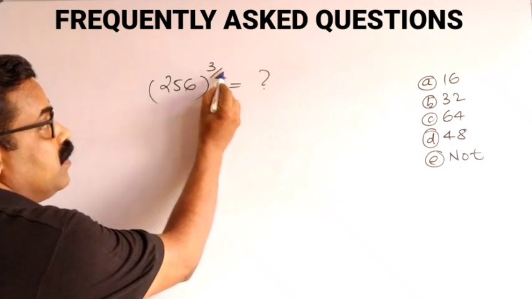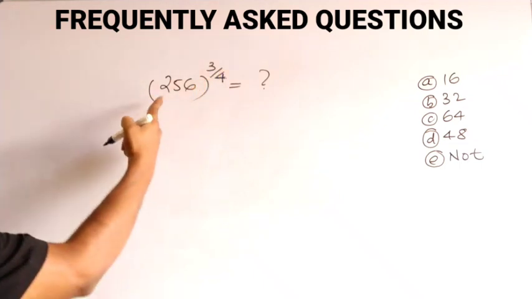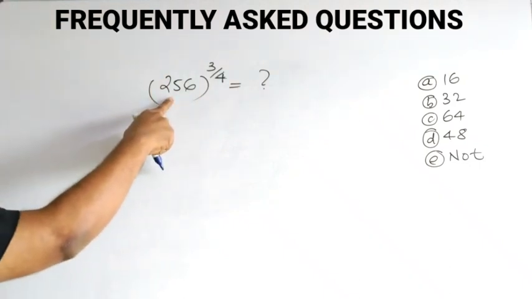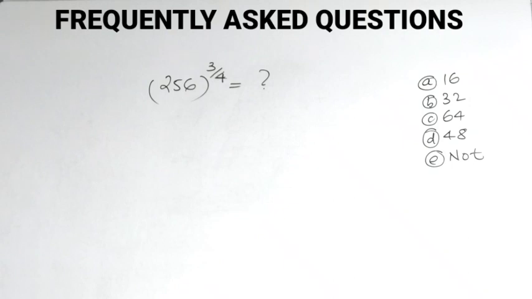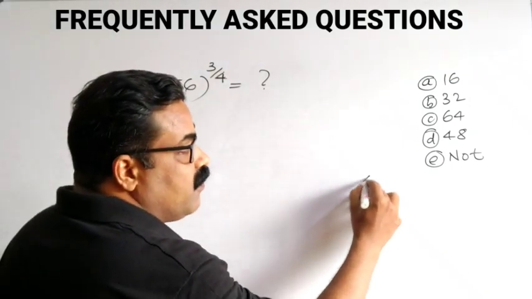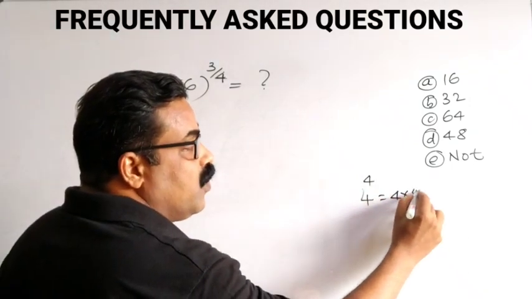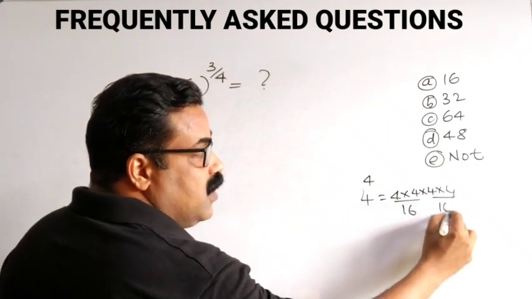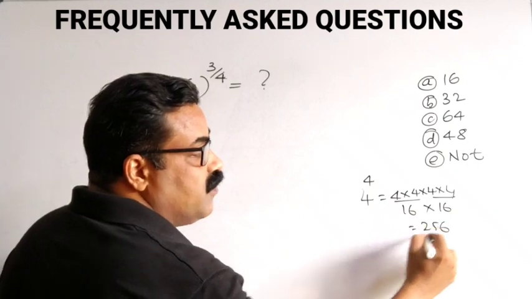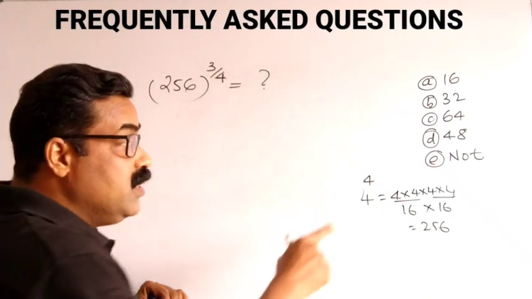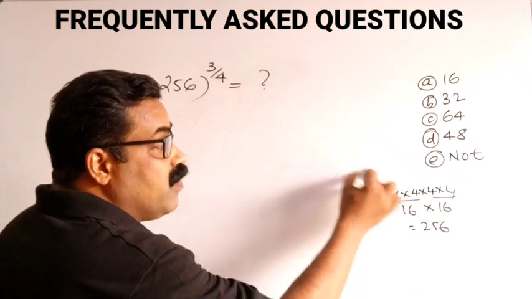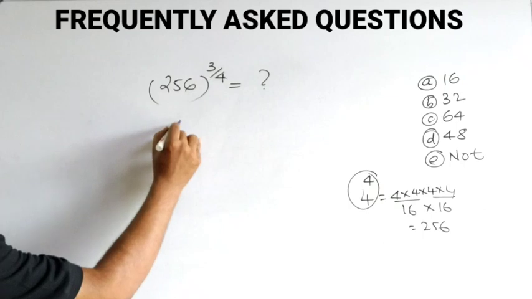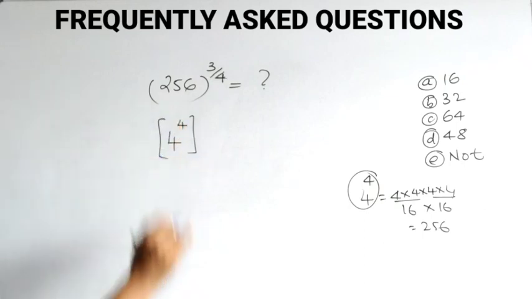Whatever number is given here, here it is given 4. So we have to write this number in powers of 4. So we know 4 power 4 is 4 into 4 into 4 into 4. 4 into 4, 16. 4 into 4, 16. 16 into 16 is equal to 256. So I can write 256 equal to 4 power 4. So instead of 256, I can write 4 power 4 inside the bracket.